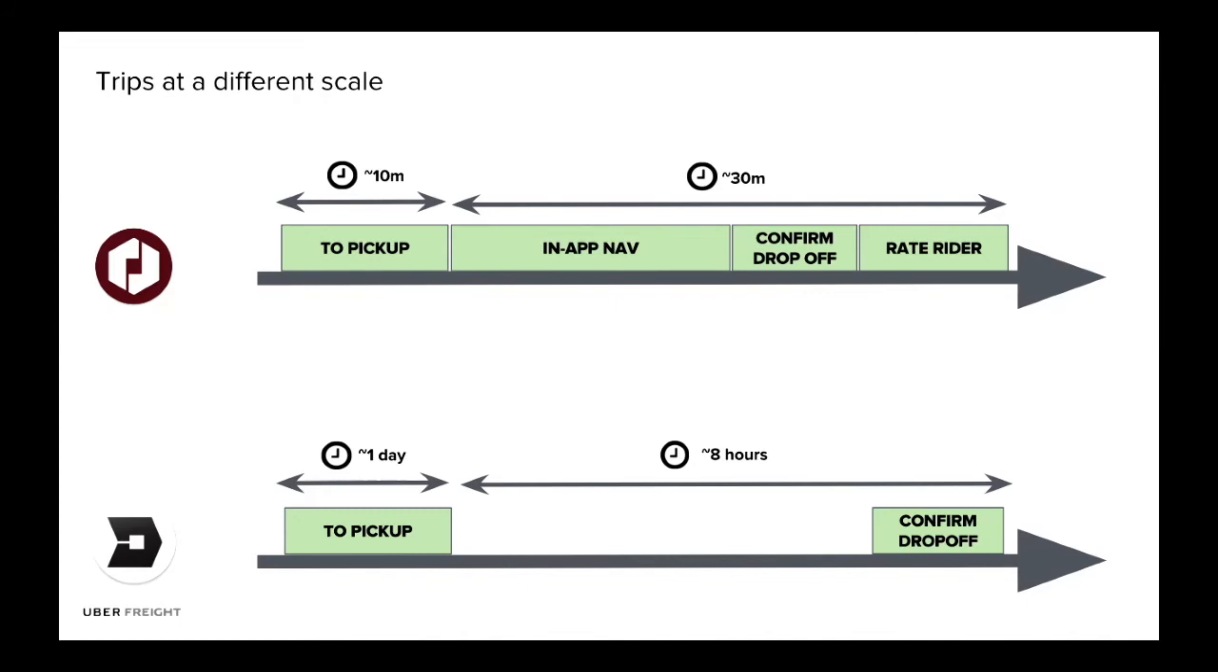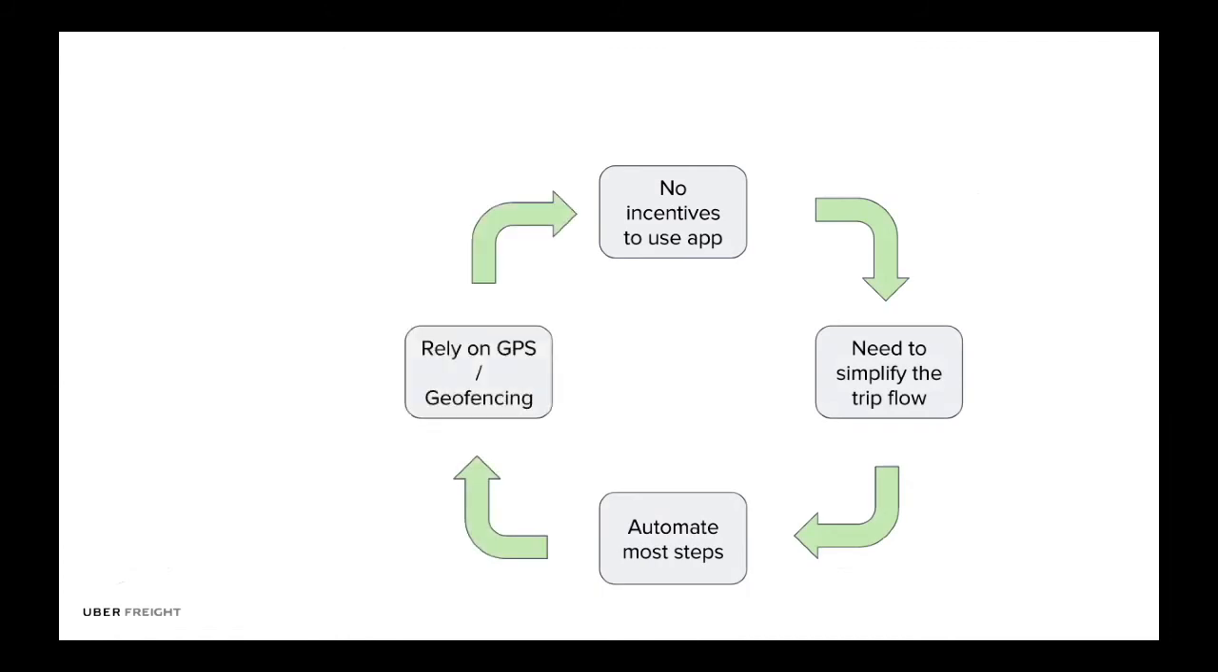They were not performing the manual checks, and we ended up with a completely broken trip flow that had to be resolved manually over the phone through support calls, which made for a very frustrating and irritating user experience. So we started to automate most of the steps to make it easier and simpler to use. Because we initially had no incentive to use the app, we started to automate and simplify the flow, and it meant we started to rely more on GPS and geofencing systems.